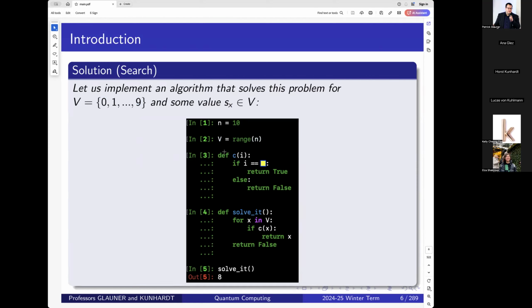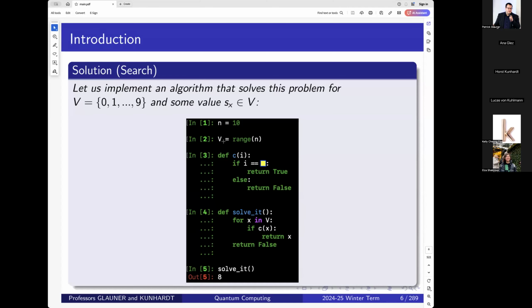And I have my function C, the condition, for which I pass some value. And as before, when I define C, I'm checking if the value I'm passing is my secret value. But the secret here is blanked out, so we don't know what the secret is. It's just some value we're looking for. And if that's the case, we return true. Otherwise, we return false. So I have just implemented the function from before.